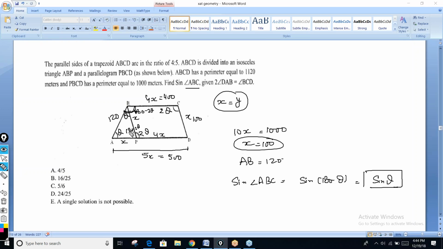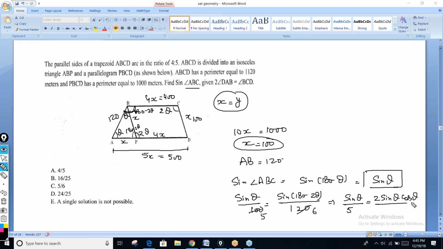And I'm sure you are aware of the sine rule: sine theta upon x, which is 100, is equivalent to sine of 180 minus 2 theta upon 120. Sine rule. So there is 5, there is 6. So sine theta upon 5. Sine of 180 minus 2 theta is sine 2 theta, and sine 2 theta is 2 sine theta cos theta. That sine theta will be cancelled, and that is 3. So cos theta comes out to be 3 by 5.